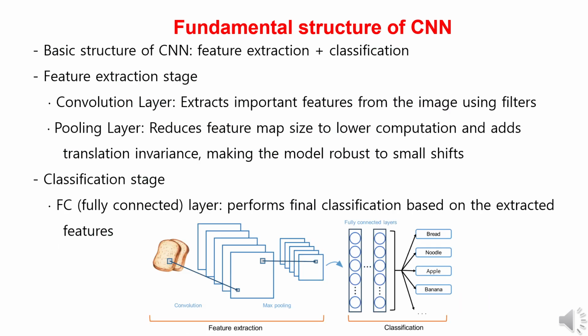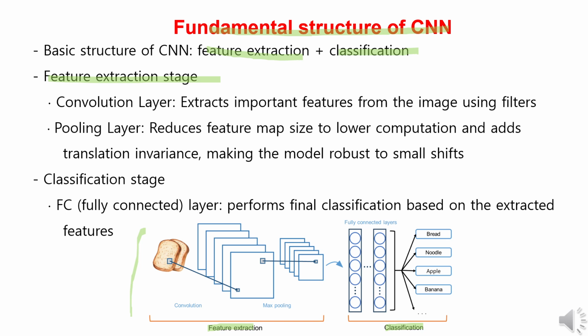Let's start by looking at the basic structure of a CNN. As you can see in the diagram below, the structure of a CNN can be divided into two main parts: feature extraction and classification. In the feature extraction stage, the goal is to pull out meaningful information from the image.